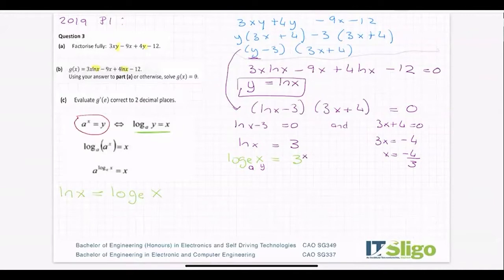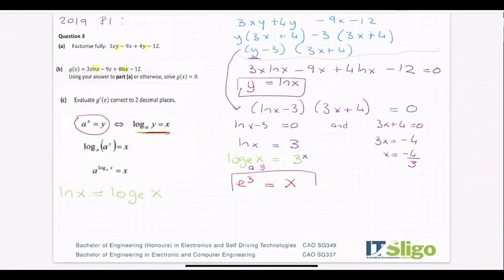So this is how you change from a log to an indice. So it becomes a, a is e, to the power of x, x is 3, is equal to y, which is x. Okay, you just have to be a bit careful because we have x's and stuff in ours, so you could get a little bit lost in the letters. Okay, but map them just like I did there. You don't fully have to wrap your head around the switch. You will in time, it will become normal and you'll be able to solve for x.